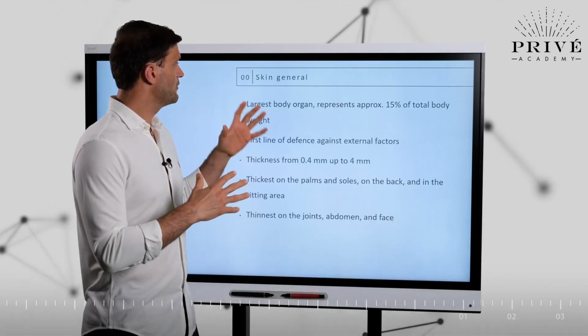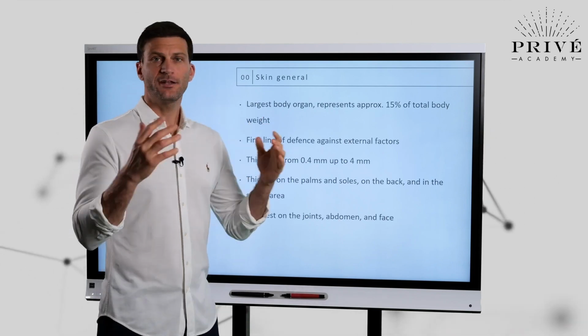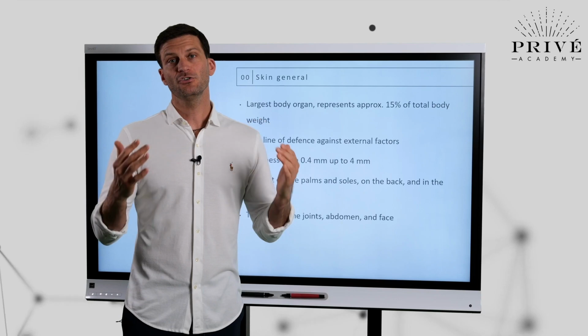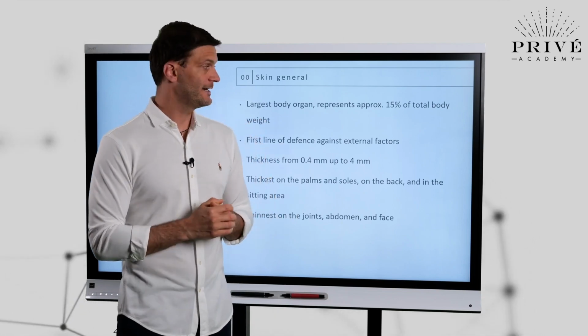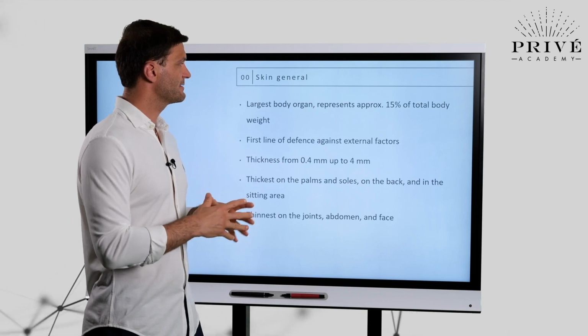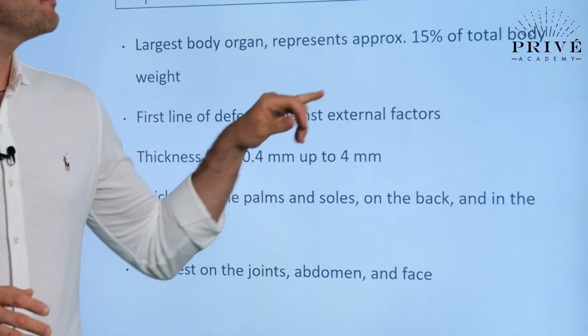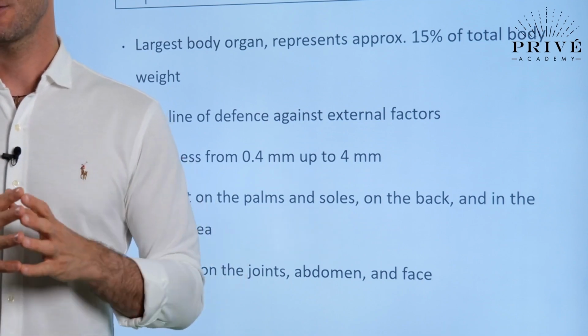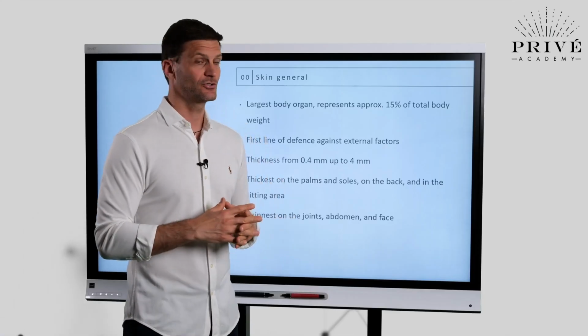Let's start. So skin in general, as you already know, is our largest and most dynamic body organ, right? Actually, the skin as a body organ represents 50% of total body weight, which means that our skin as an organ is tremendous, is huge, okay?